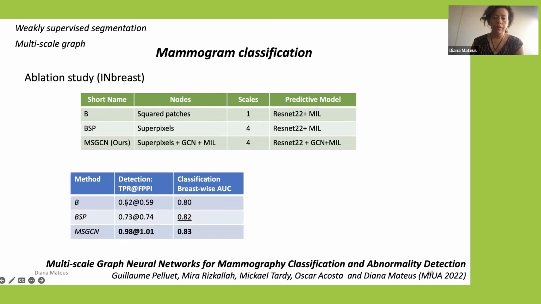And what we observe is that as we add either the superpixels or the superpixels and the GCN, we largely improve specifically the detection rate. So classification gets a little bit better, but what is really increased here is the detection rate. So we are much finer at detecting which regions are responsible.